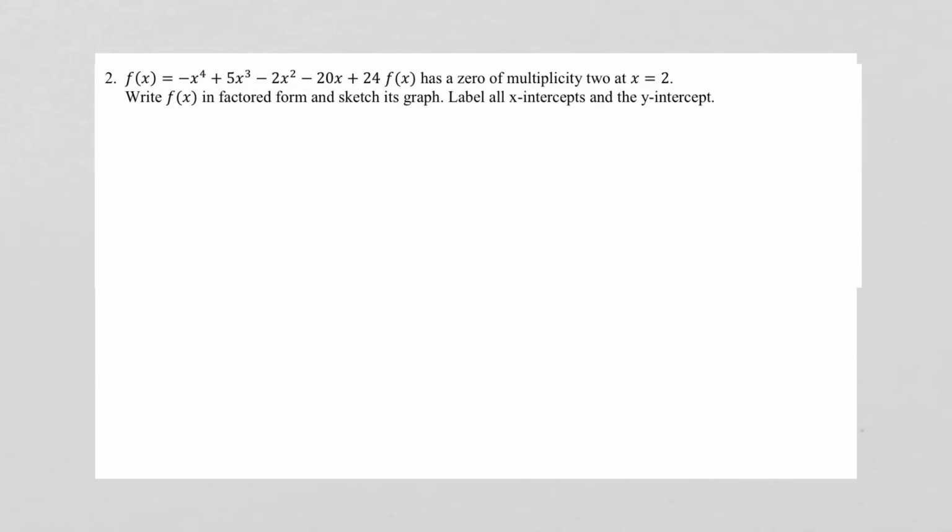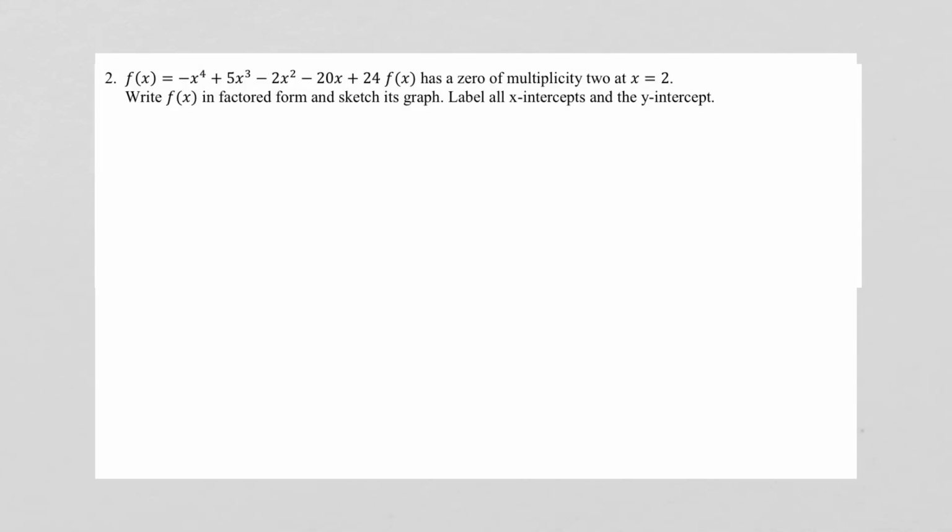Alright, problem number 2. Not sure how tired I sounded in that last video, but we're going to give this one a go. We have a fourth degree polynomial function. We're told it has a 0 of multiplicity 2 at x equals 2.